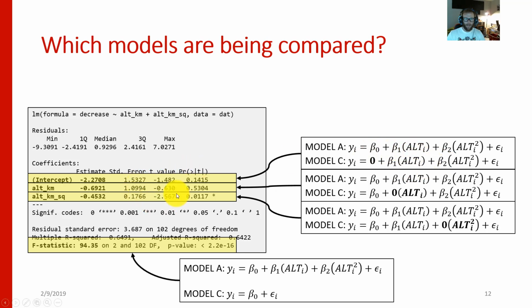So each of these comparisons comes from the same model A, but a different model C. And we'll always have a model A that has everything compared to a model C that leaves out the effect of interest. And by doing that, we can ask, what's the unique contribution of each of these individual parameters, controlling for the other parameters in our model?